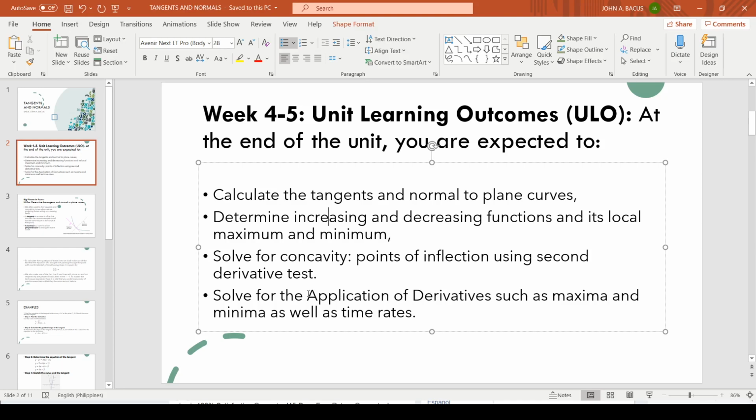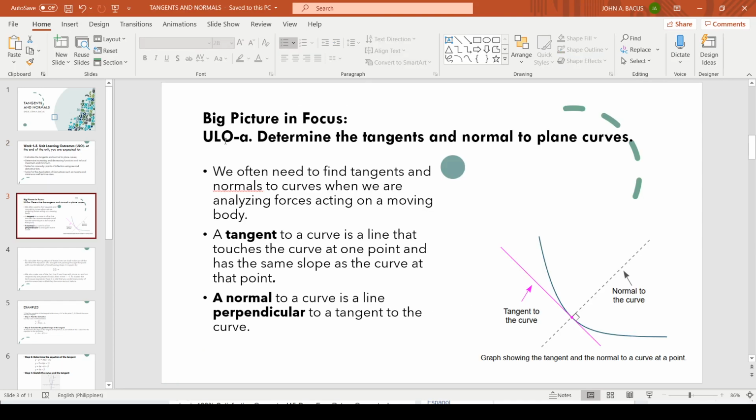So, here is the real deal, no? The problem solving applications of derivatives. All right, so for the first ULO, or the Unit Learning Outcome A, we're going to learn how to get the tangent and normal equations to plane curves.